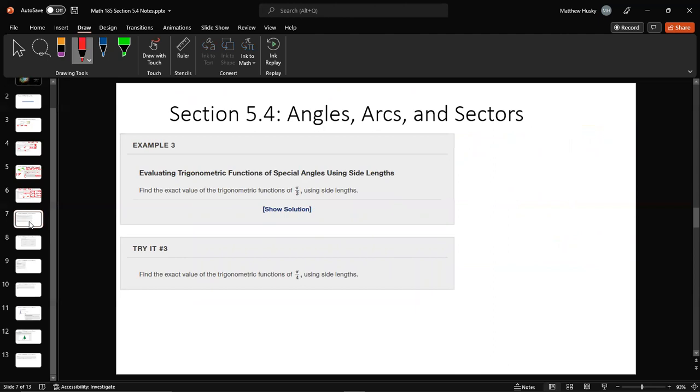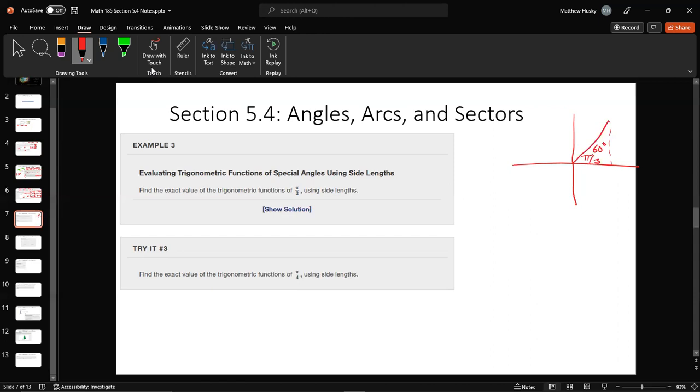All right. Find the exact value of the trig functions of pi over 3 using side lengths. Okay. So we talked about this in section 5.2, but for those who don't remember, let's draw ourselves a little picture here. So this is pi over 3, and in degree land, that is 60 degrees. Because fun fact, pi is 180 degrees. That's what that's equivalent to. And if you do 180 and divide it by 3, that'll get you 60 degrees.